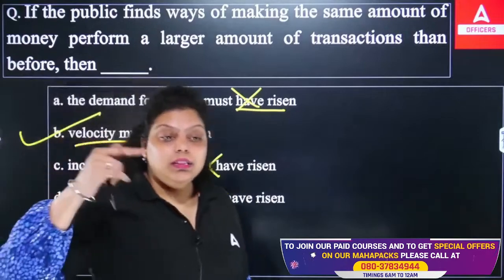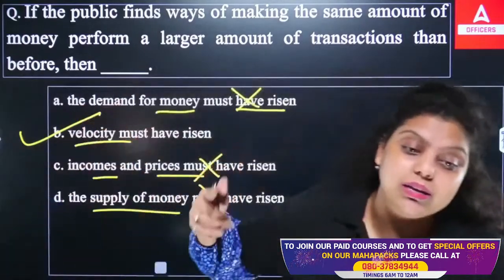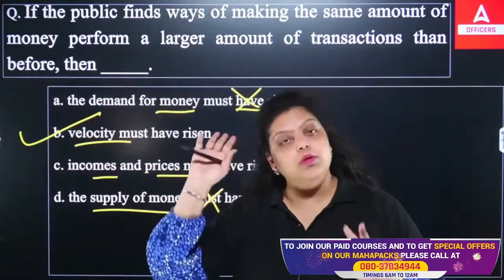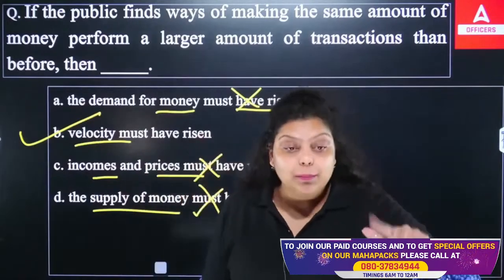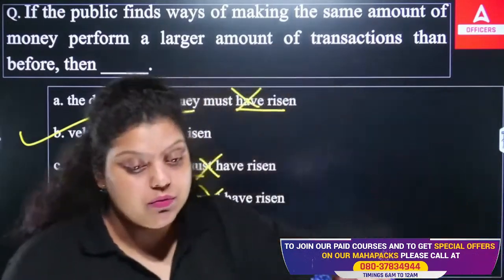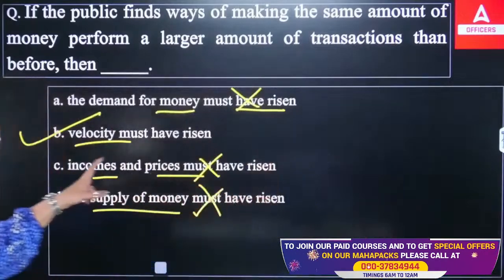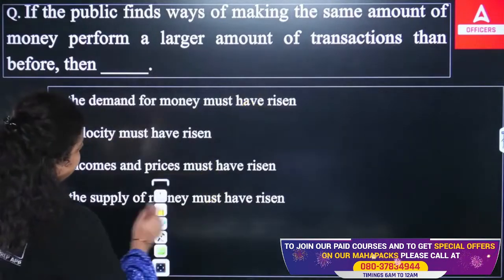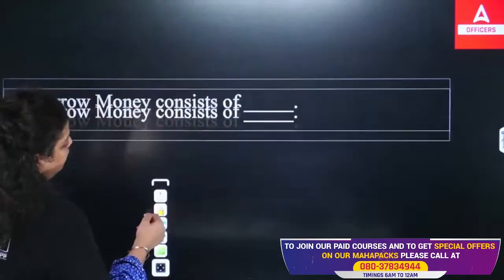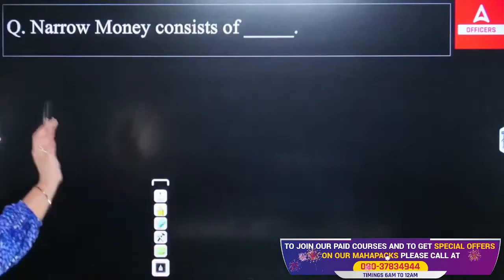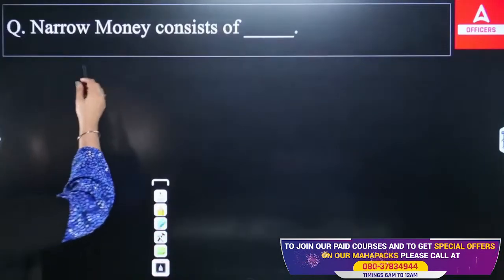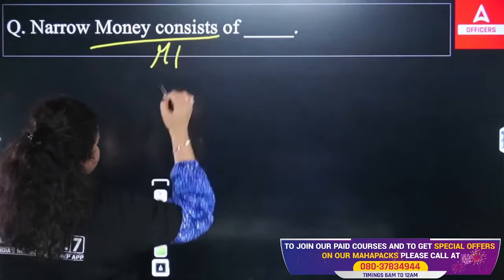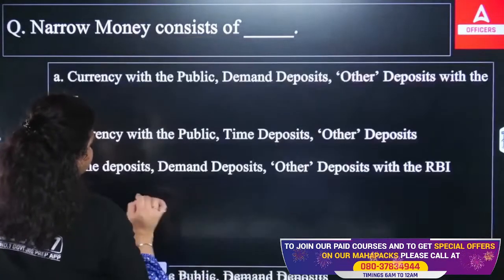It means the purchasing power of money increased. That's why with 200 rupees you are able to purchase 4 products. So the velocity of money must have risen. The right answer is option B, because you are paying the same amount of money, but it is performing a greater number of transactions. Now, narrow money consists of, narrow money means M1. These are the options in front of you.